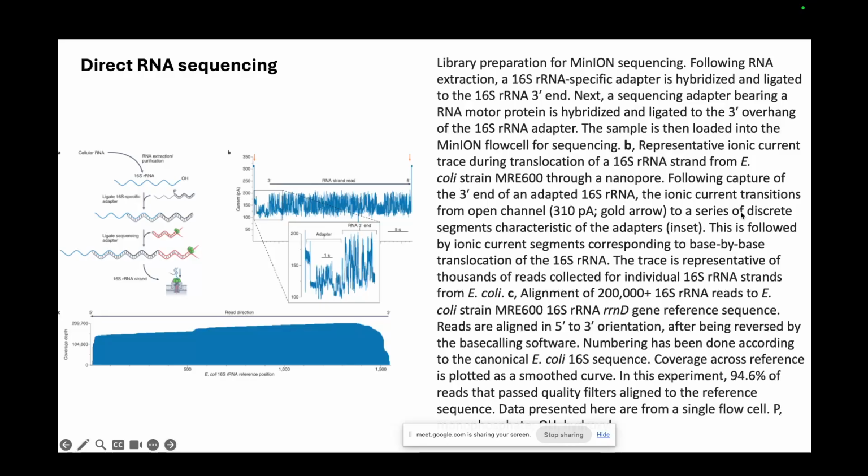So yeah, following the capture of the 3' end of an adapted 16S rRNA, the ionic current transitions from open channels to a series of discrete segments characteristic of adapters. This is followed by ionic current segments corresponding to base by base translocation of the 16S rRNA, and the trace is representative of thousands of reads collected for individual 16S rRNA strands from E. coli. Sorry.